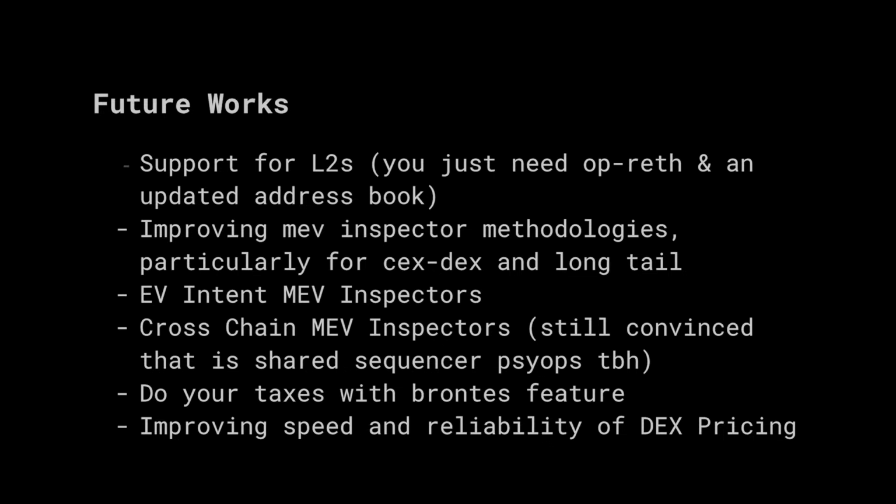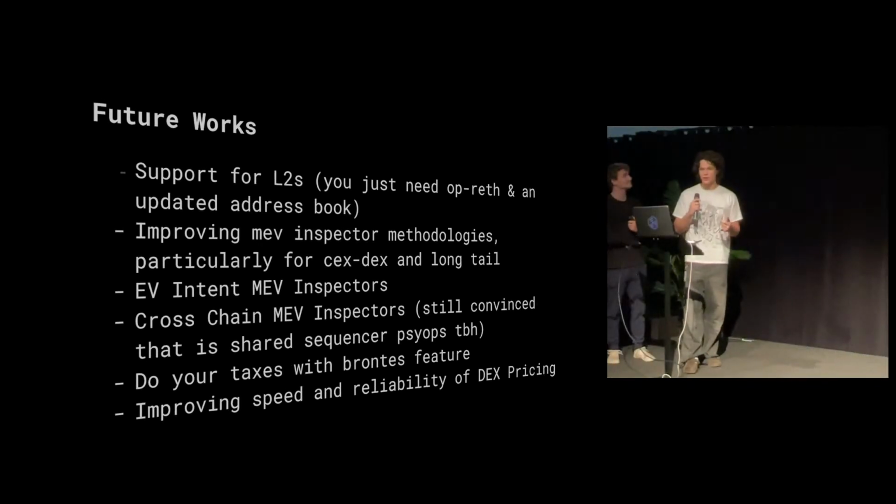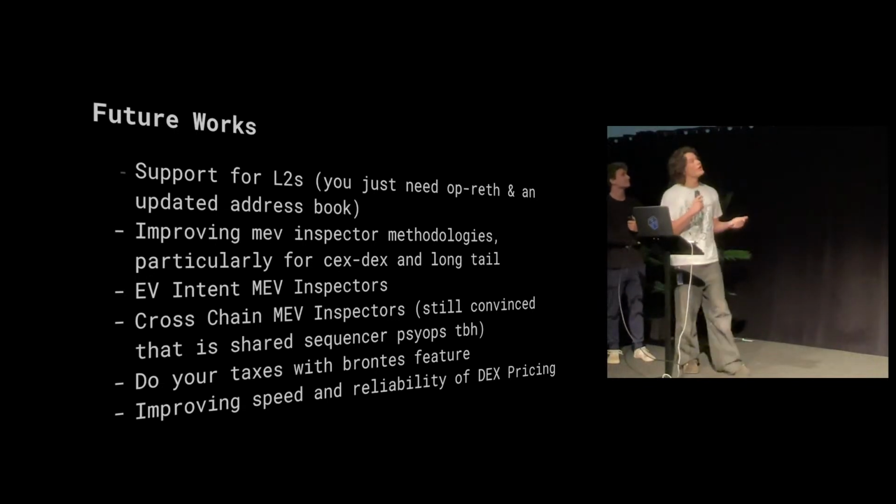Then in terms of future work, we'd really love to see support for L2s. You don't have to do that much. For OP Reth, for example, you have to do a tiny bit of a refactor on the discovery and just update the address book to match the latest chain. Then we'd love to improve the MEV inspector methodologies. CeDeX is always going to be an estimation, but the closer we can get to that, the better.